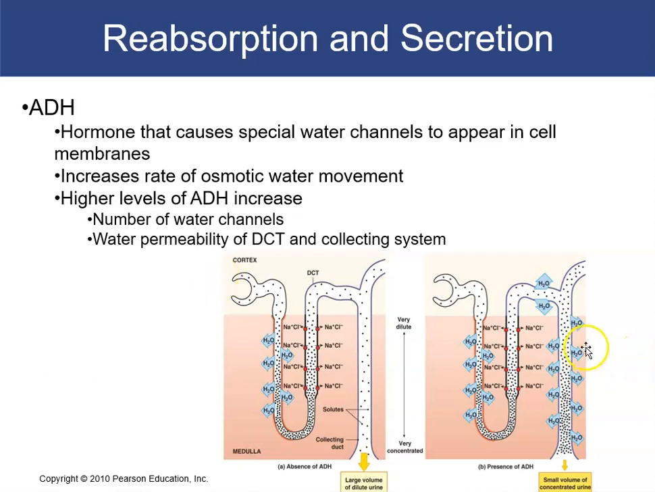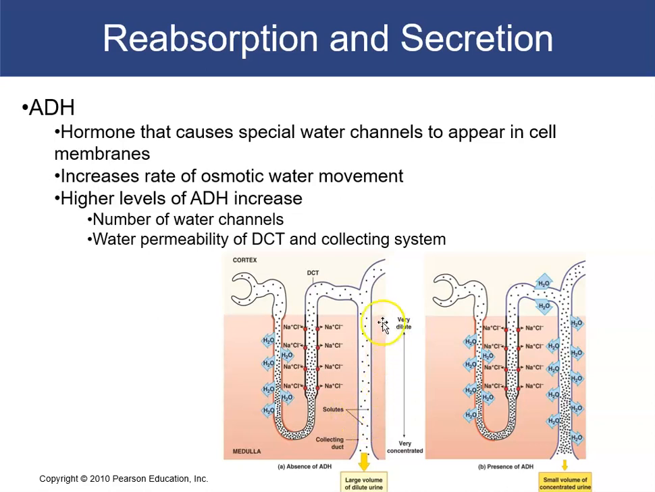So let's look at these two pictures. The second one here is when there is a high concentration of ADH, high levels of ADH. And in the presence of ADH, you will have these water channels inserted into the membrane. These water channels allow water to be reabsorbed back into the blood. The more water that is reabsorbed, as a result, you will produce a very small volume of highly concentrated urine.